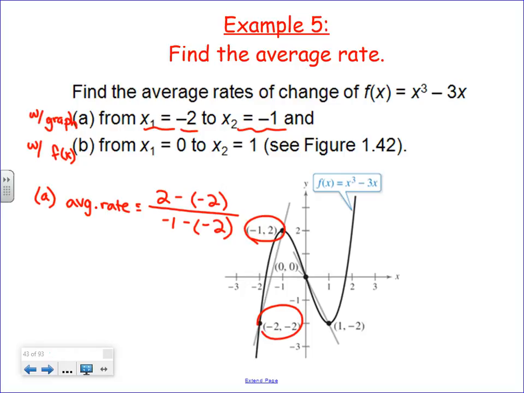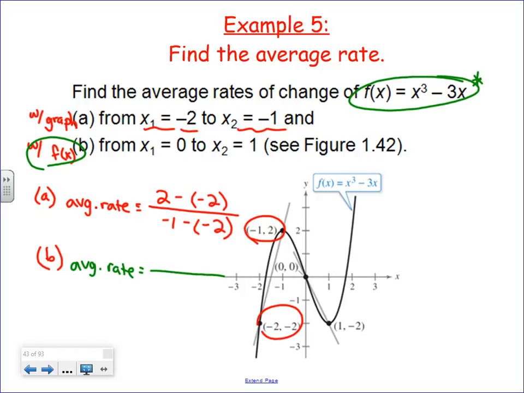So what's weird if I don't have a graph, and if they just give me the function? So what if we're just using f of x? Average rate equals. From my problem, do I know my x values? Yeah. So I could do 1 minus 0. That's easy. But if I didn't have a graph and I just had a function, how do I find y values? What's going on at 1 minus what's going on at 0?